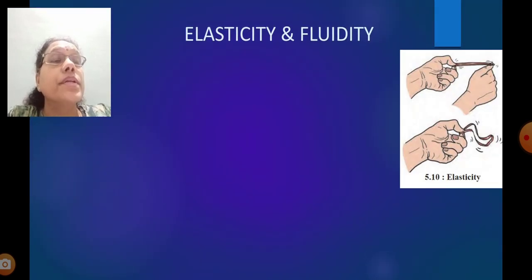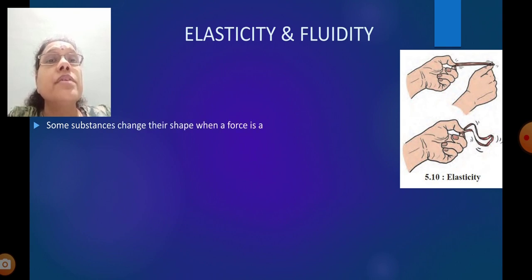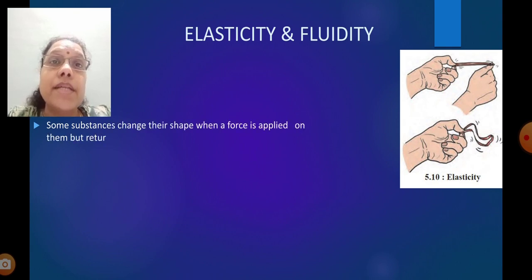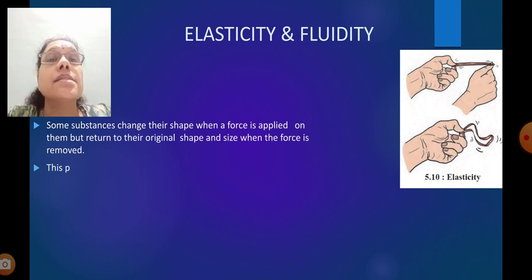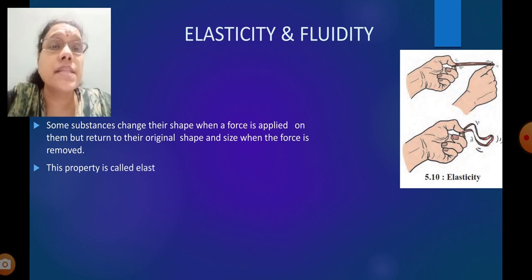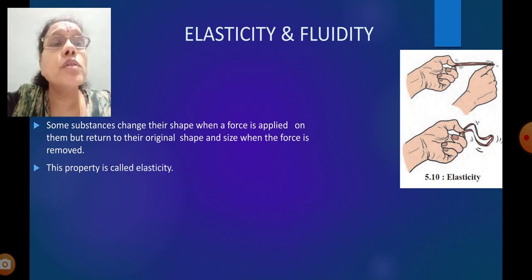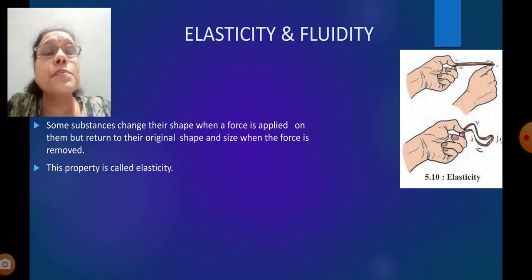Elasticity and fluidity. Elasticity, a very good example is a rubber band. You take the rubber band, you stretch it, it will elongate, and as you leave your hands, it will come back to the original shape. That type of property is known as elasticity. Some substances change their shape when a force is applied on them, but return to their original shape and size when the force is removed. This property is called elasticity.